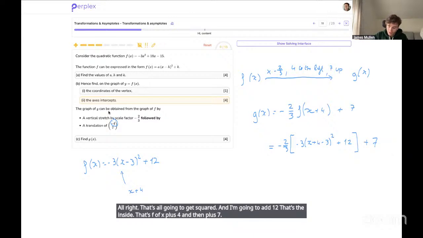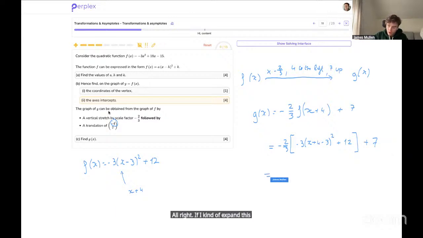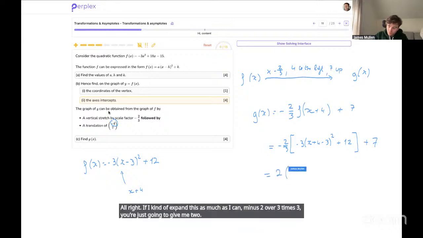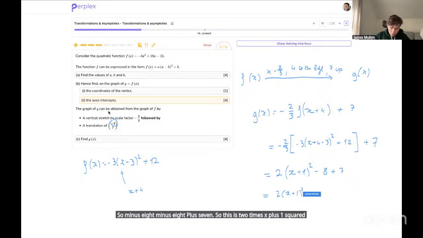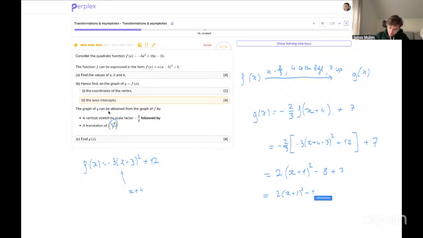If I expand this as much as I can, -2/3 times -3 is just going to give me 2. So I'm going to have 2, and inside the brackets, x plus 4 minus 3 is x plus 1, squared. Then I have -2/3 times 12. That is -8. So -8 plus 7. So this is 2 times (x plus 1) squared minus 1. That is my final answer.